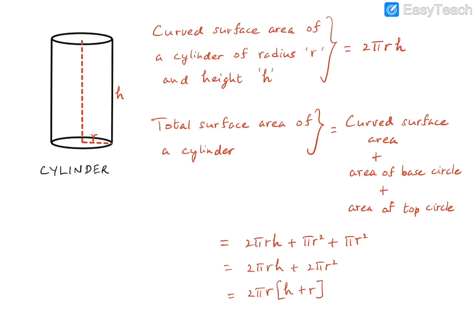So basically the total surface area of a cylinder is equal to the curved surface area plus the area of the base circle, which is this bottom circle, plus the area of the top circle, which is the top part over here. Okay, so now we have recalled the meaning of surface area, and also the formulae for calculating the surface areas of certain three-dimensional shapes that we have studied in earlier classes. Now let's move on to some new shapes which we will study in this particular session.